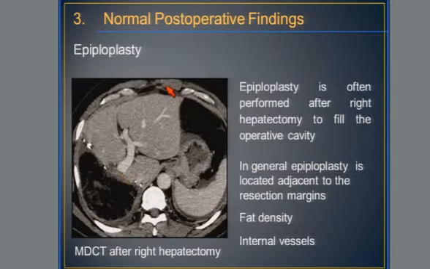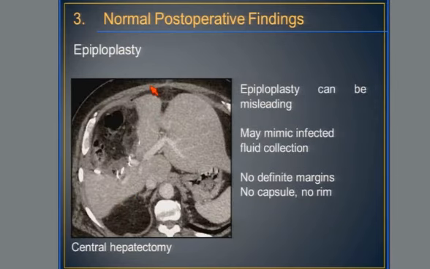They are very easily identified on CT. Another postoperative finding is the presence of an epiploplasty. Epiploplasty is often performed after a right hepatectomy to fill the operative cavity. In general, epiploplasty is located adjacent to the resection margins. It has a fat density attenuation and contains some internal vessels.